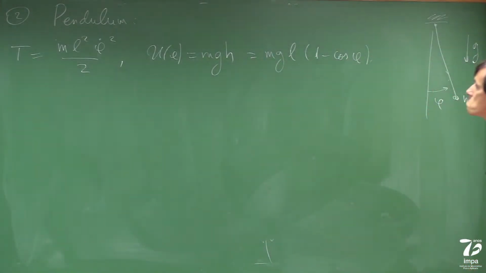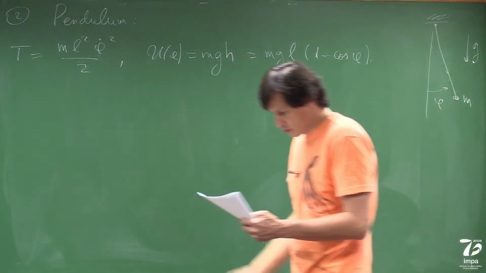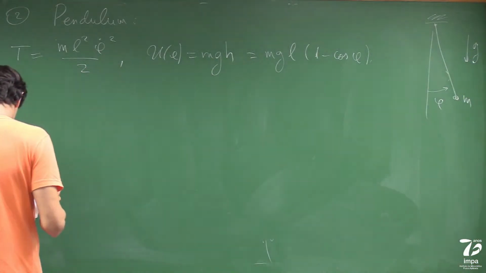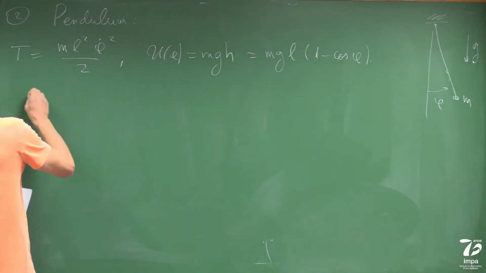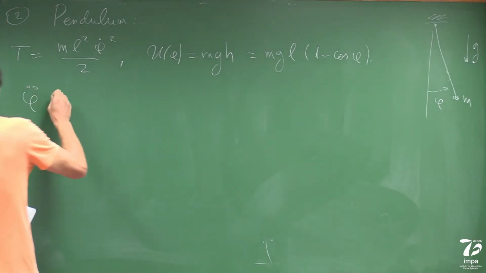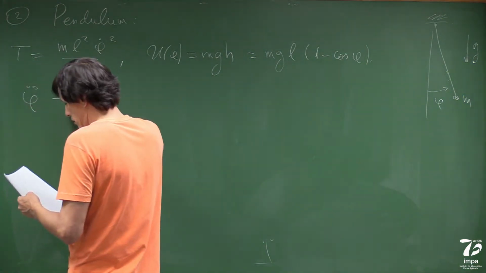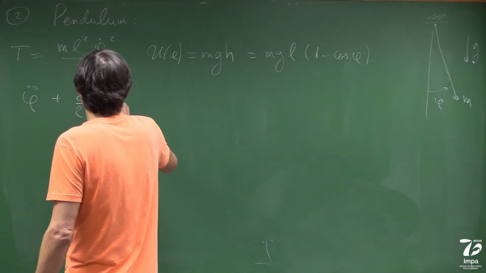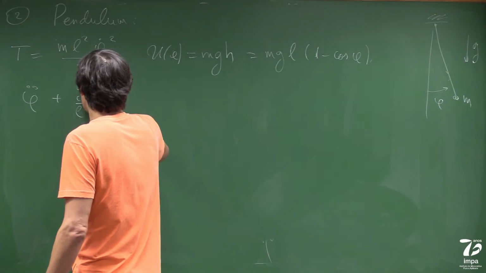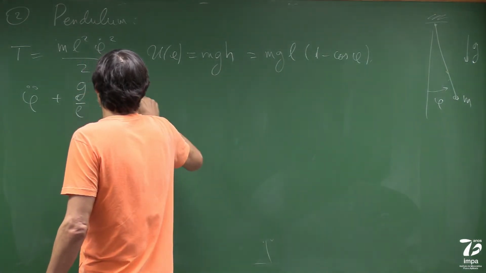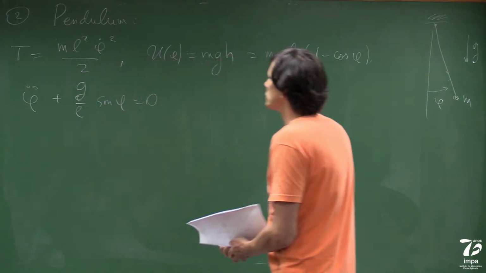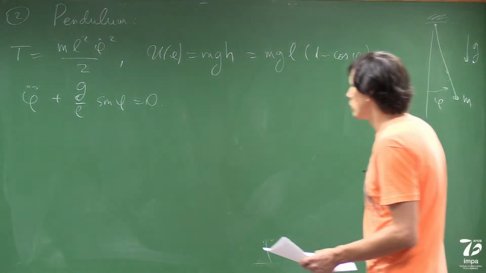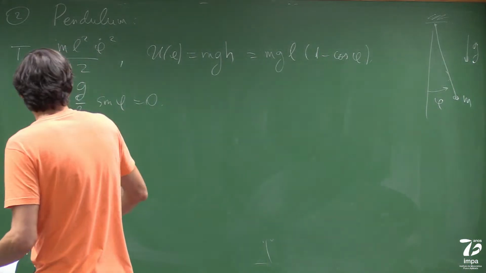Okay. And remember that you were coming finally to the equation of motion. So the Euler-Lagrange equation gives you phi double dot plus g over L sine phi equals 0. This was the equation of motion. Good. So how do we proceed?